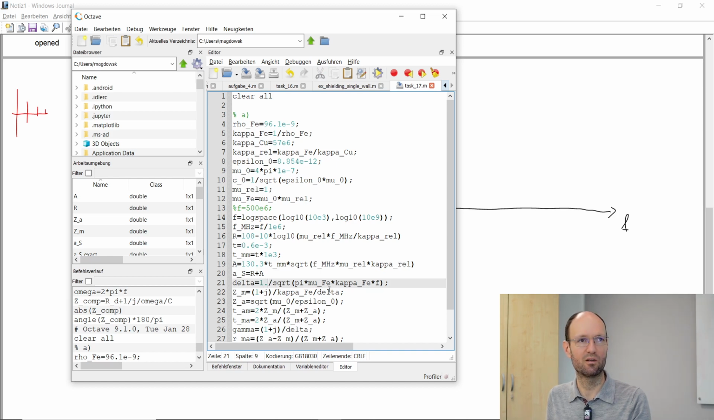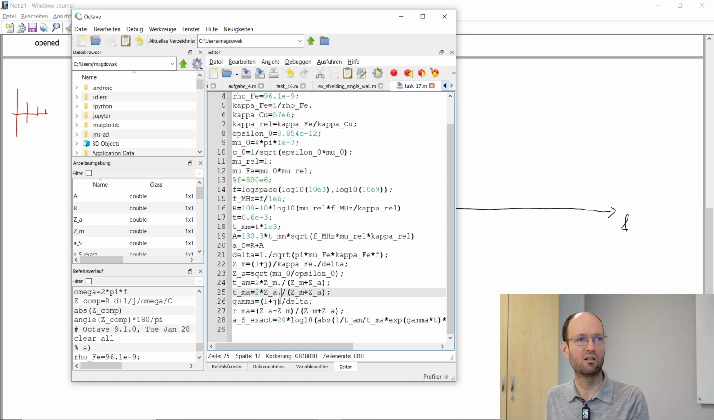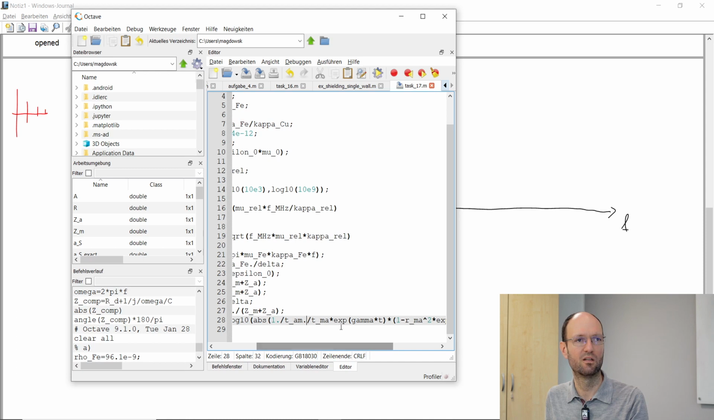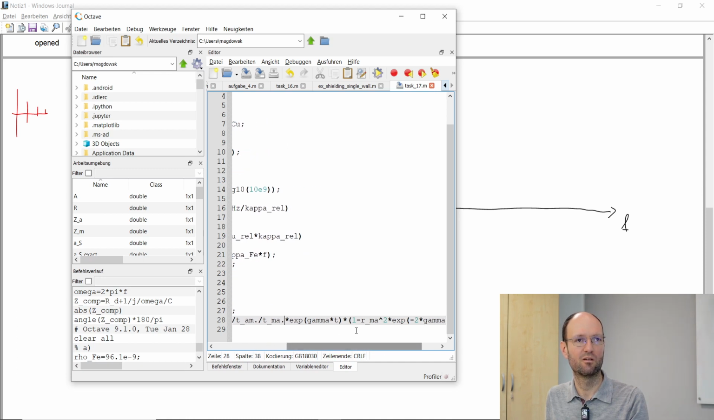We need to divide by a vector because this is now a vector. Here we also need to divide element-wise by this vector. This should be some scalar value. I think here we also need to do this division element-wise. Here the same, and probably also here at this part, at this part, at this, finally at this power, and probably also here.